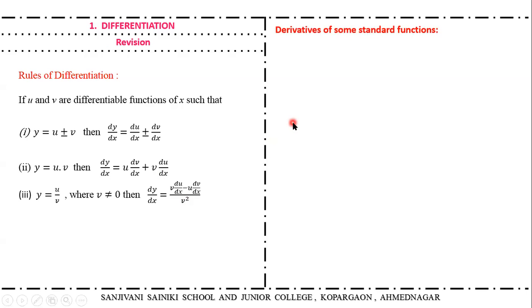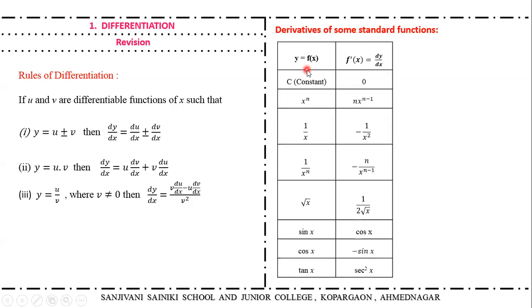Now let us revise the derivatives of some standard functions that we have already studied. The first one is the constant function. The derivative of the constant function is 0. Derivative of x raised to n, it is a power function, x raised to n. Its derivative is n times x raised to n minus 1. The second one is 1 upon x. 1 upon x, its derivative is minus 1 upon x square.